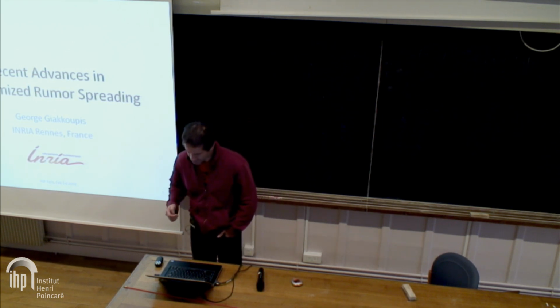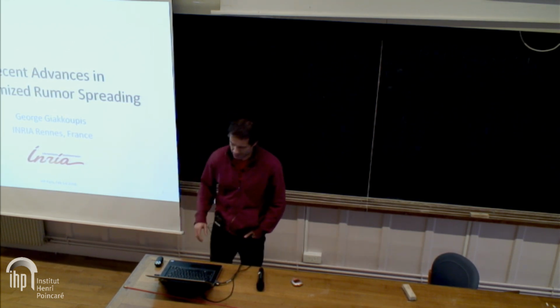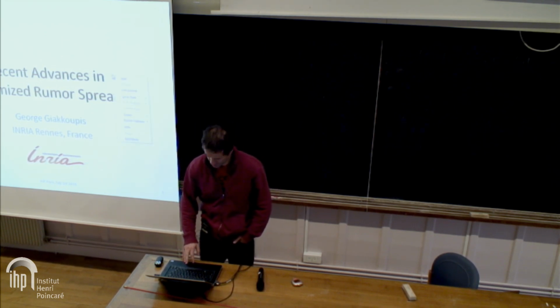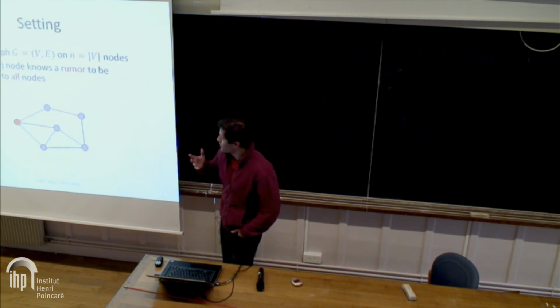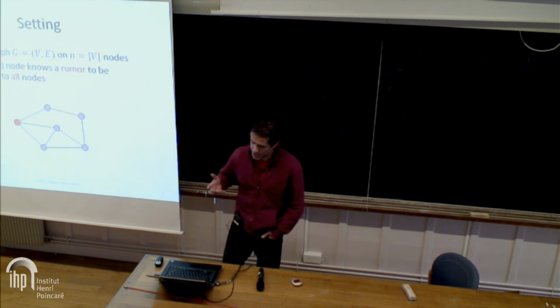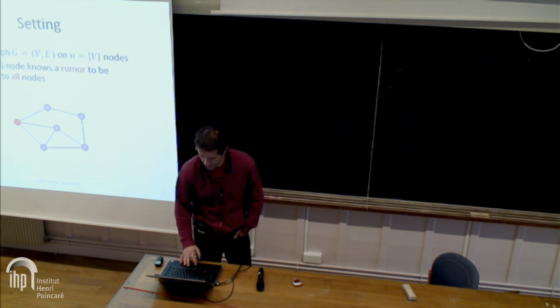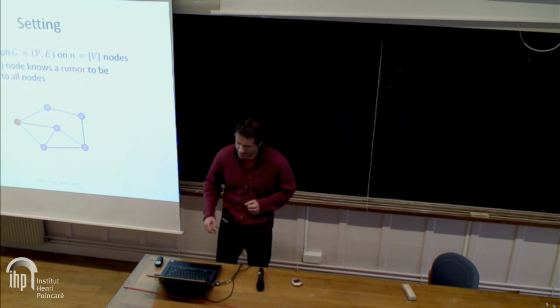So today we'll talk about a very basic and fundamental network problem, that of broadcasting a piece of information in a network. So we assume we have a connected graph G on n vertices, and initially some arbitrary node knows a piece of information, which we call the rumor, and this rumor must be disseminated to all the other nodes in the network.